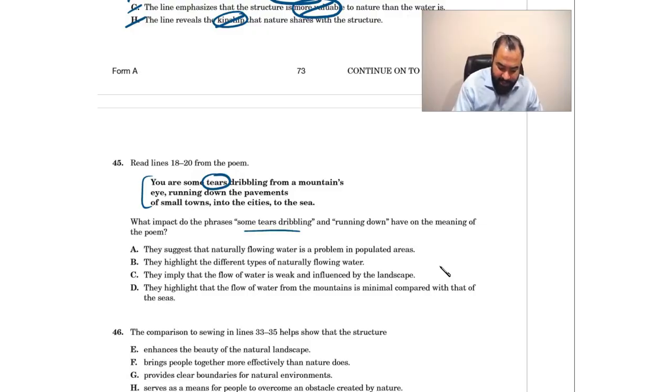They suggest that naturally flowing water is a problem. No, there was no problem. They highlight the different types of water. No different types. They imply that the flow of water is weak. Yes, the word weak, influenced by the landscape. Exactly, that's what it is. This is so simple, and if you look at D, they highlight that the flow of water from the mountain is minimal compared. So they didn't compare anything here.